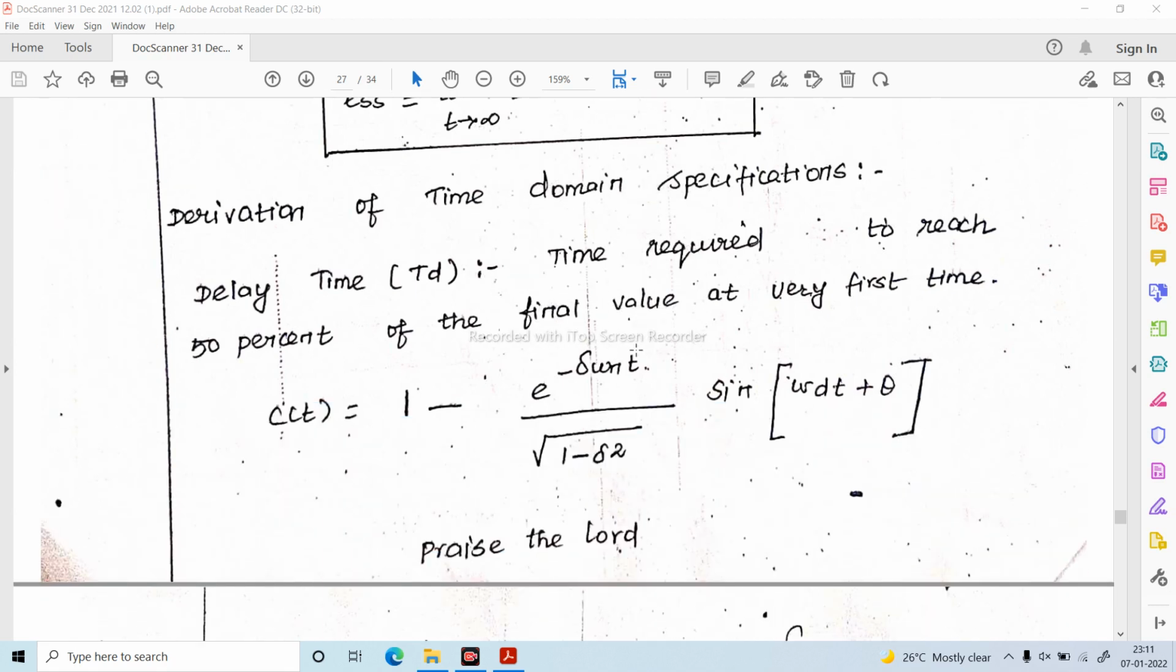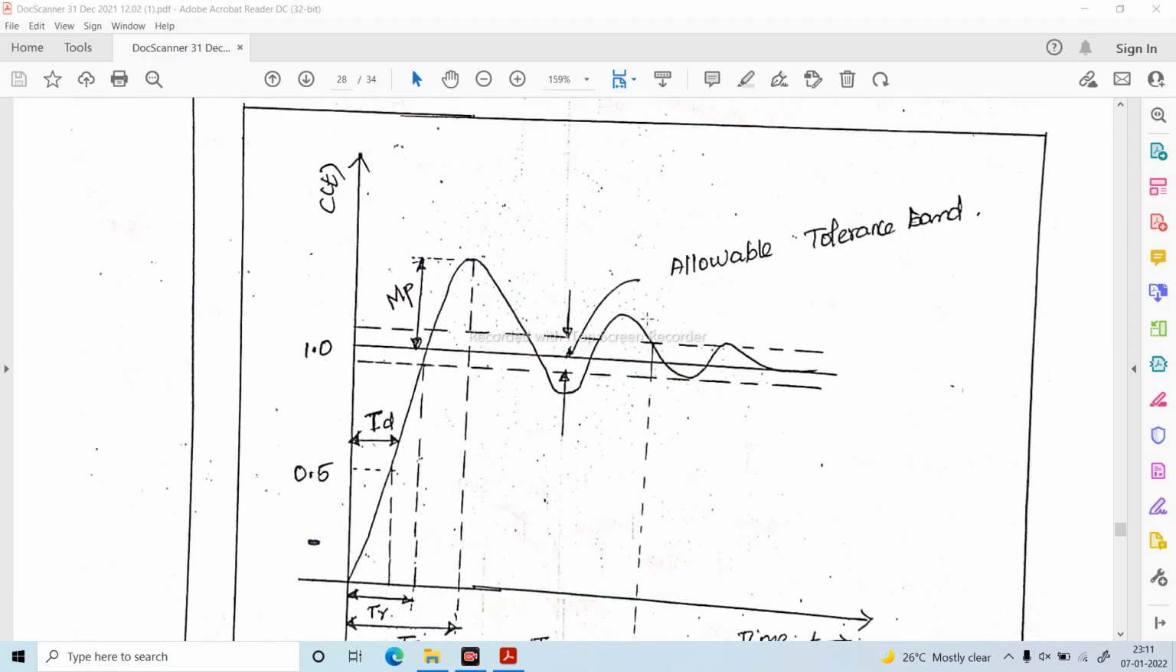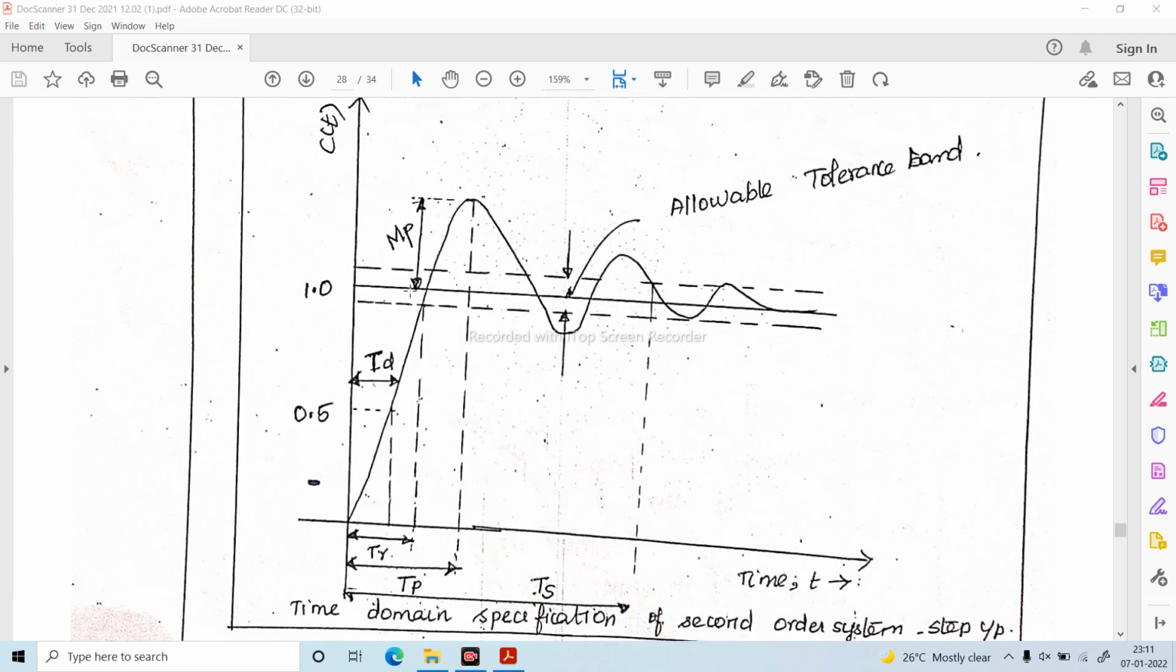Next, I am going to explain the derivation of the time domain specification. Before that, this is the response of the standard second order system. Here this is the delay time, required for the response to reach 50% of the final value, and rise time, taken for the response to reach 100% of the final value, and the time taken for the response to reach peak overshoot. And the difference between C of Tp minus 1 is the maximum overshoot. What is settling time? It is the allowable tolerance span: the response stays within the specified limit, that is 2% or 5% tolerance.